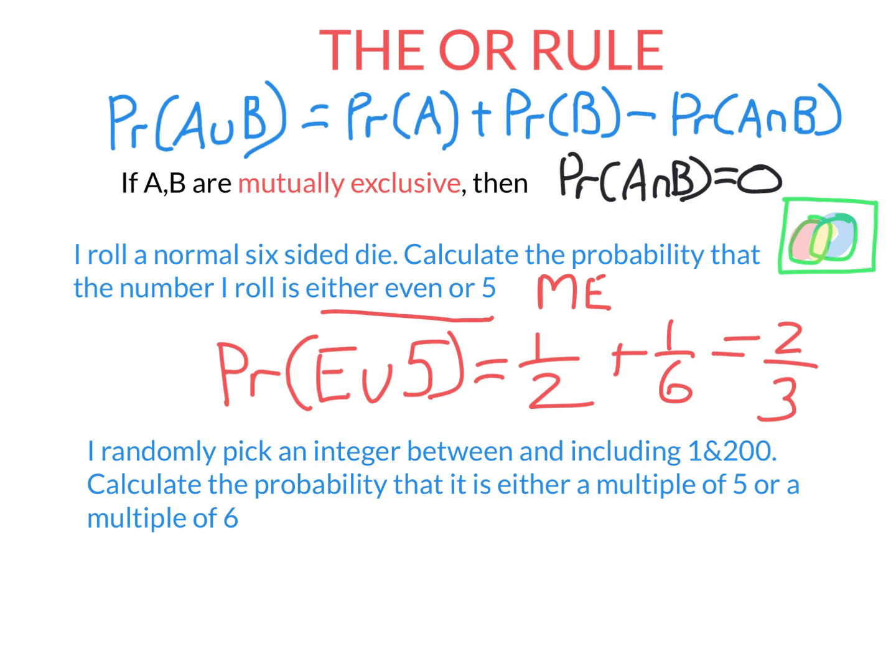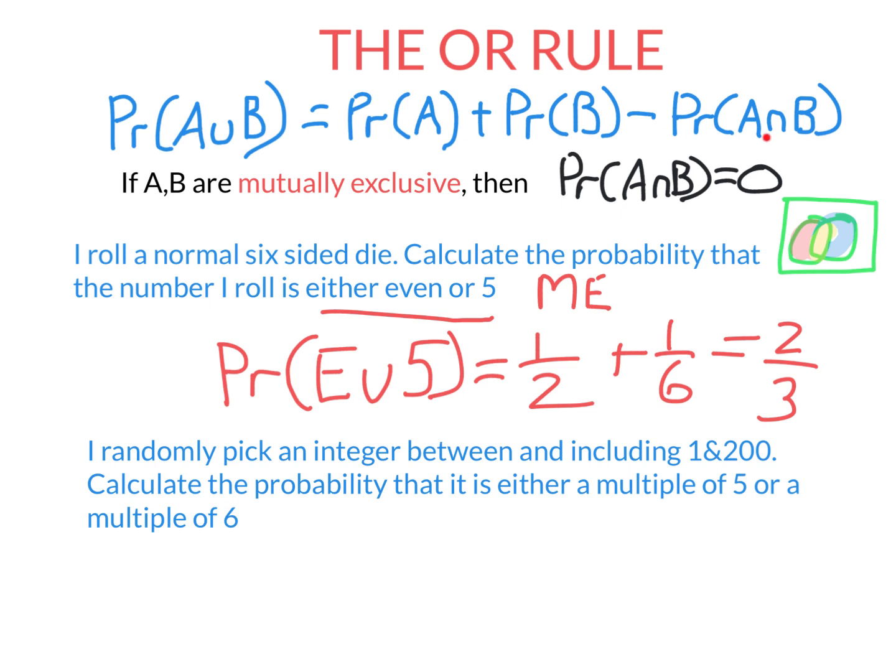All right, let's look at a harder question. I randomly pick an integer between and including 1 and 200. Calculate the probability it is either a multiple of 5 or a multiple of 6. These two events are not mutually exclusive. You can have them happen at the same time. You can easily pick an integer between 1 and 200 that is a multiple of 5 and a multiple of 6 at the same time. For instance, 30 would be one such number.